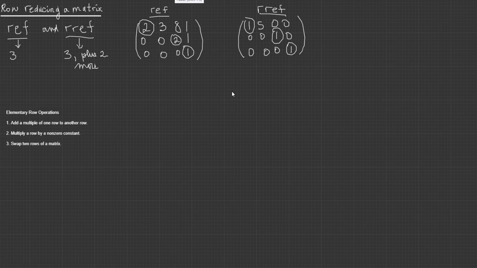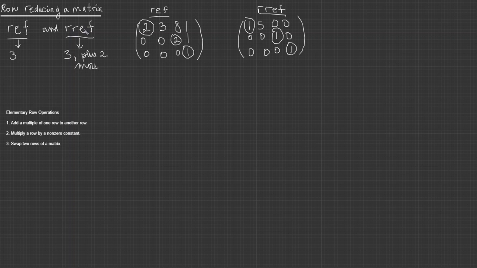Hi everyone, welcome back. So in the last part of this video, we looked at the reduced row echelon form and the row echelon form. And for each of those, we found that there were properties that had to be satisfied in order for a matrix to be in one of those two forms. So for example, with the row echelon form, we found that there were three properties.